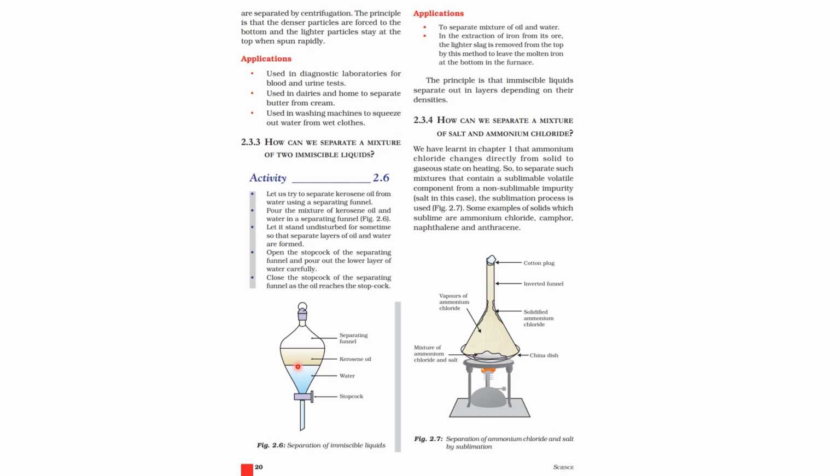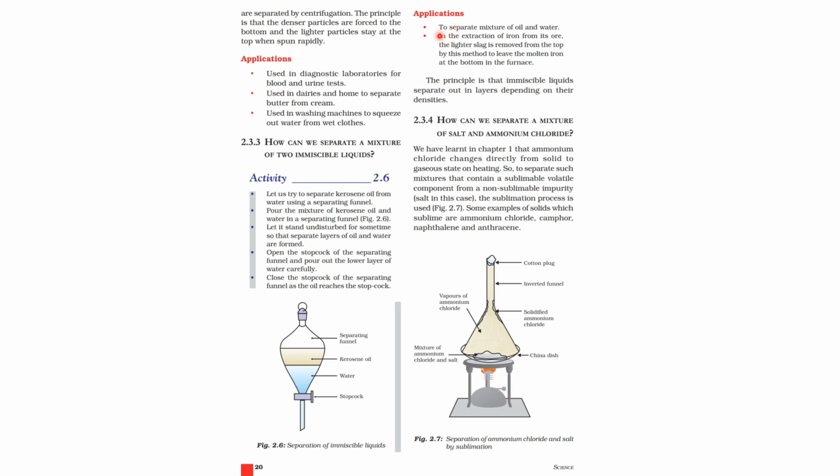Observation: what we can observe. Kerosene oil, being lighter, forms the upper layer. So what we can conclude is that when a liquid mixture containing two immiscible liquids is taken in a separating funnel, then the liquid layers stand one above the other. The liquid layer with greater density forms the lower layer, whereas the lighter liquid, which has the lower density, forms the upper layer.